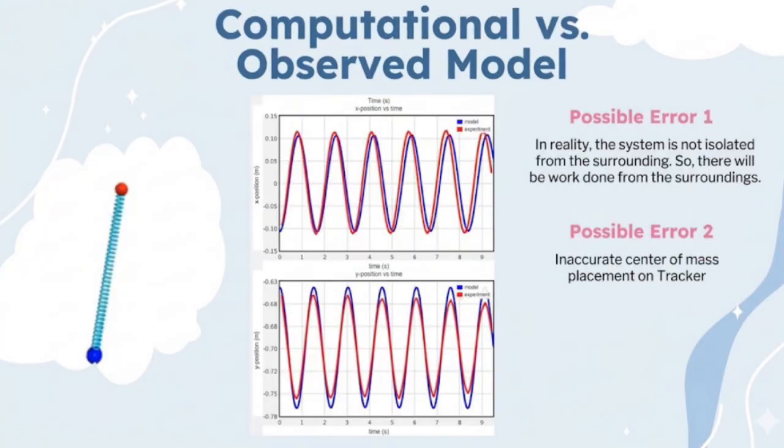When comparing the models, the period of oscillation aligns very well, particularly in the y direction. However, there are slight discrepancies in the x direction amplitude over time. This could be due to possible error 1, forces like air resistance or initial spring friction that the model ignores, and possible error 2, human error in Tracker, such as slight misplacements of the center of mass during fast-moving frames.